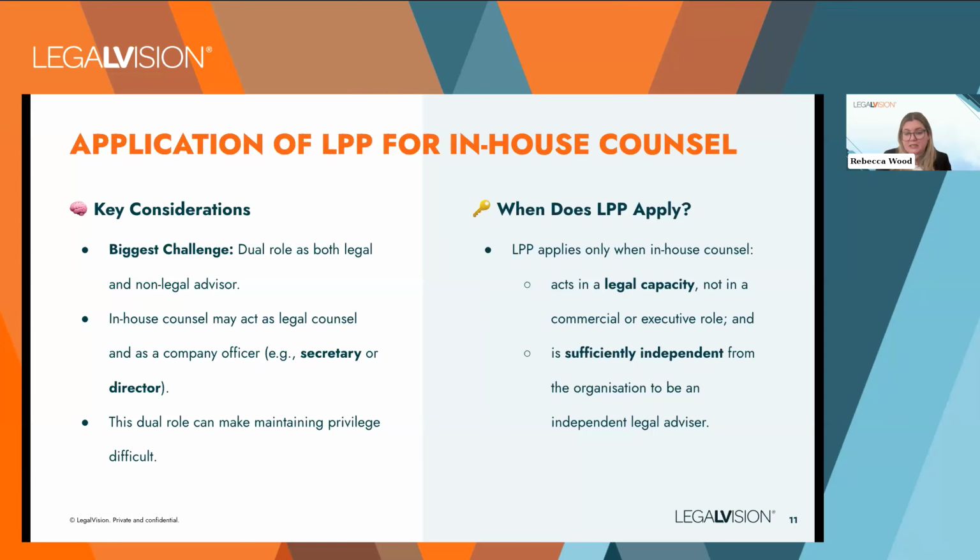For this reason, it's really important to understand when legal professional privilege will apply. Legal professional privilege will only apply when you're acting in your legal capacity. It won't apply if you're acting in some non-legal or commercial or executive capacity. And in some cases, you'll need to demonstrate that you are operating with sufficient independence from your organisation to be considered truly an independent legal advisor.